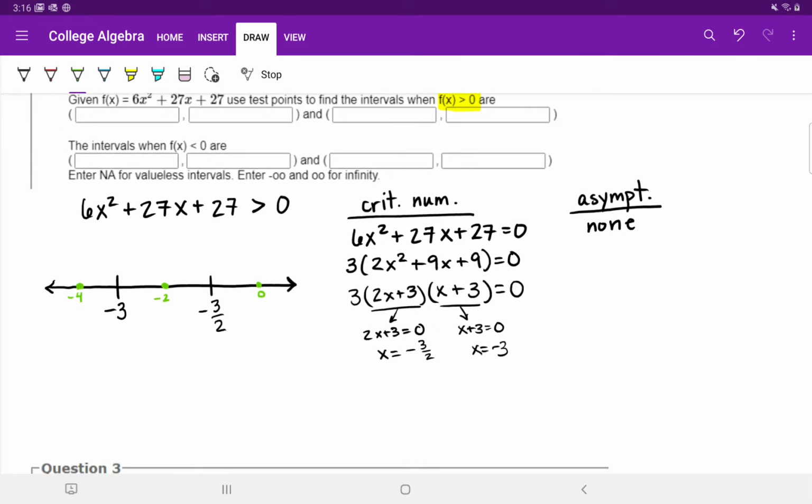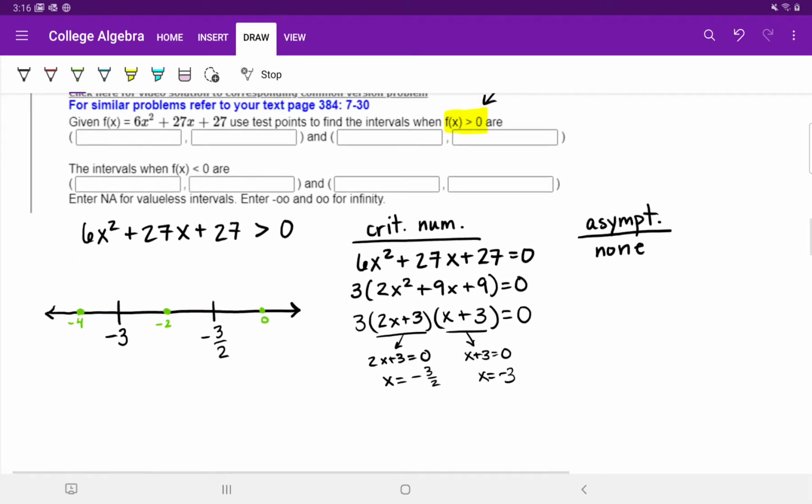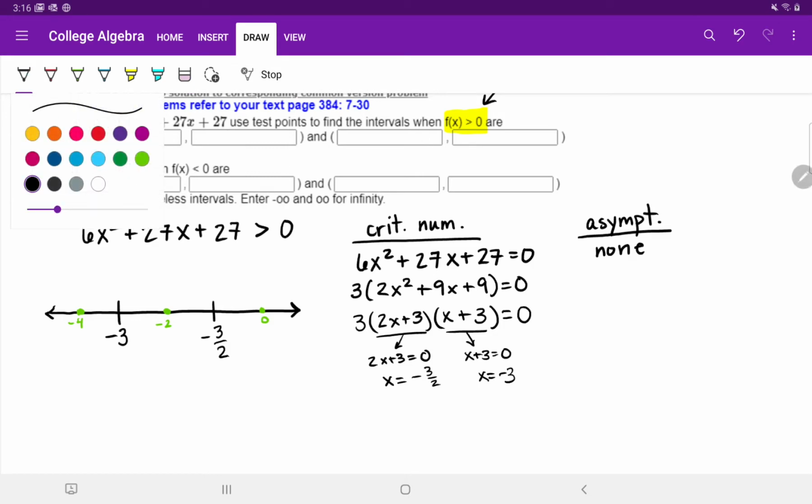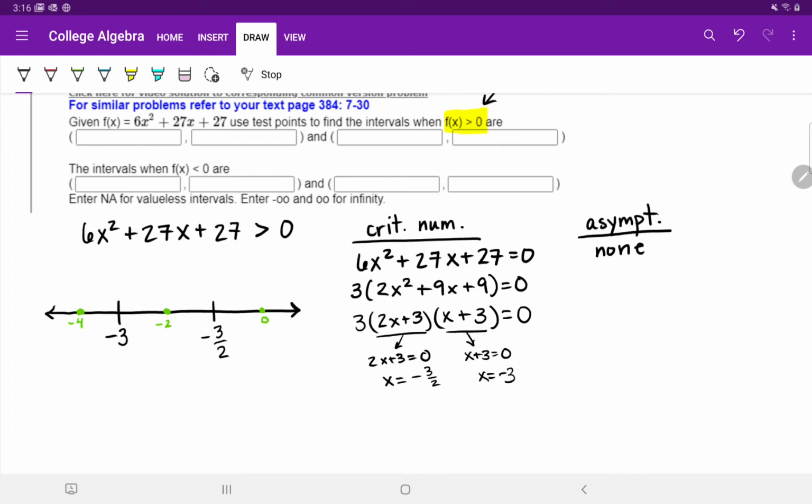What exactly are we testing? All of the values in this section of the interval are either going to be above the x-axis or below the x-axis. Or in other words, they're going to be positive above or negative below. So we're going to take our function and plug in our test points. Let's do negative 4 first.